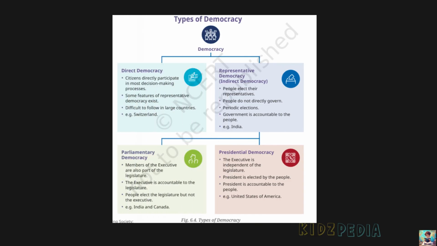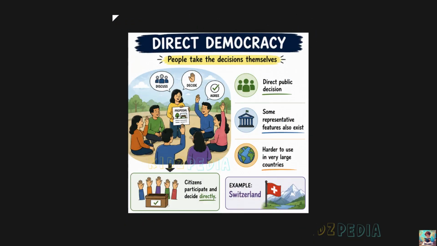Now, let's understand the different types of democracy shown in this figure. Who makes the decisions, the people themselves or the people they choose? In direct democracy, people themselves take part in making most decisions. They don't choose representatives to make every decision for them. The people directly take part in decision making.